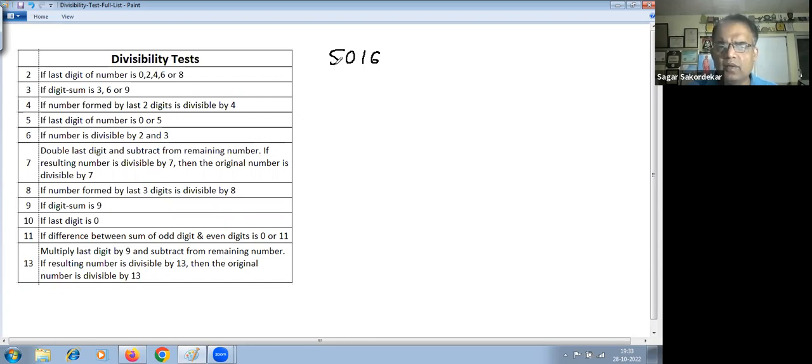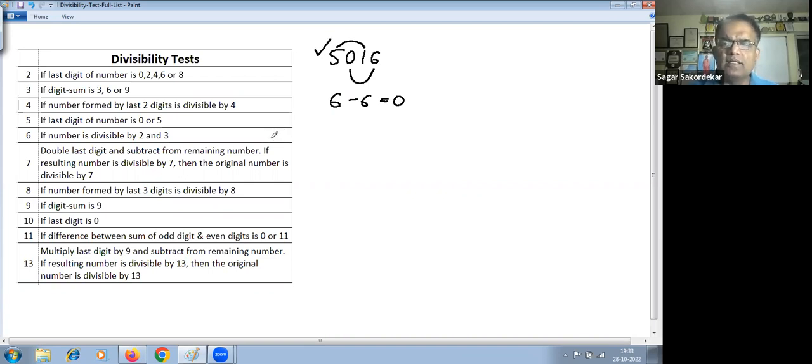Accordingly, you take the odd positions. If you are starting from left, this is the first digit, this is the third digit, and this is the second digit, and this is the fourth digit. So you have to add the digits at odd positions, add the digits at even positions, and check the difference. 5 plus 1 is 6, 0 plus 6 is 6, and if you subtract, you get 0. Because it is 0, this number is divisible by 11.